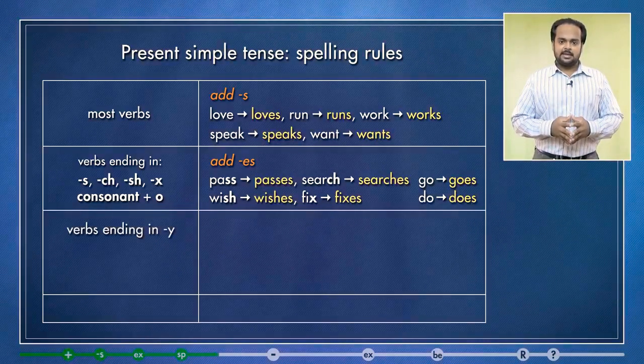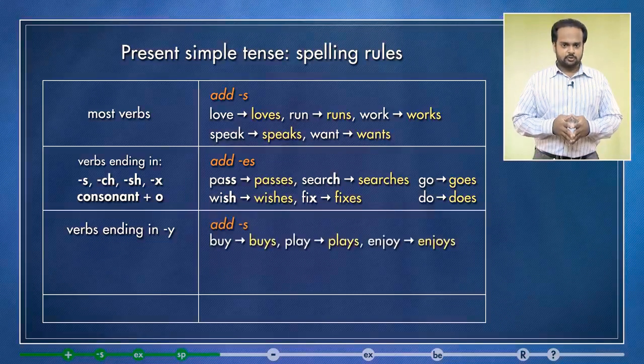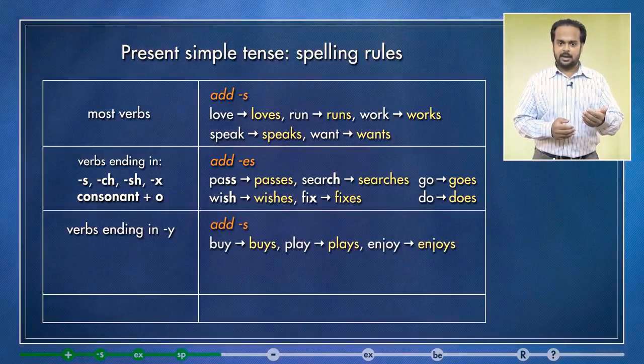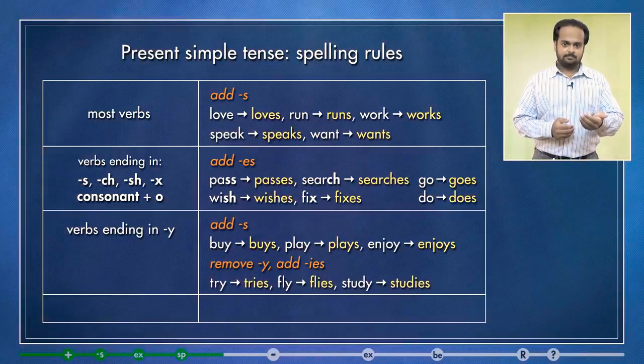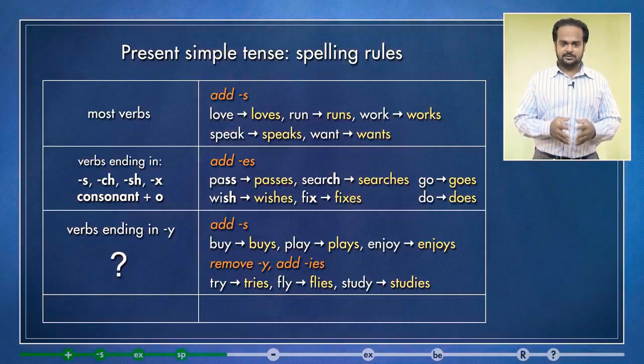With verbs ending in y, we just add s to some verbs like buy, play, or enjoy. But with other verbs like try and fly and study, we remove the y and we add ies. Why do we do that? Can you guess the rule?